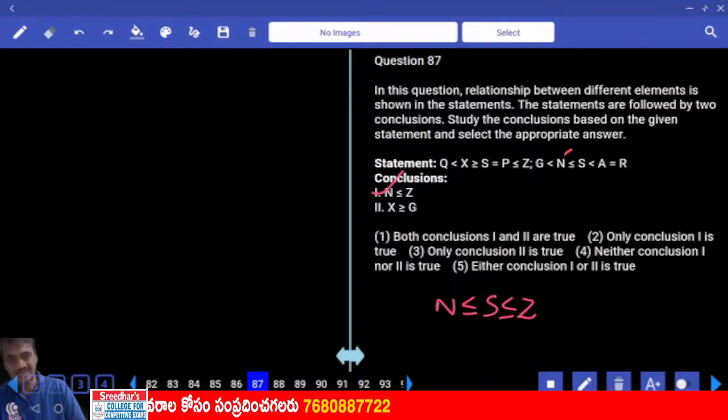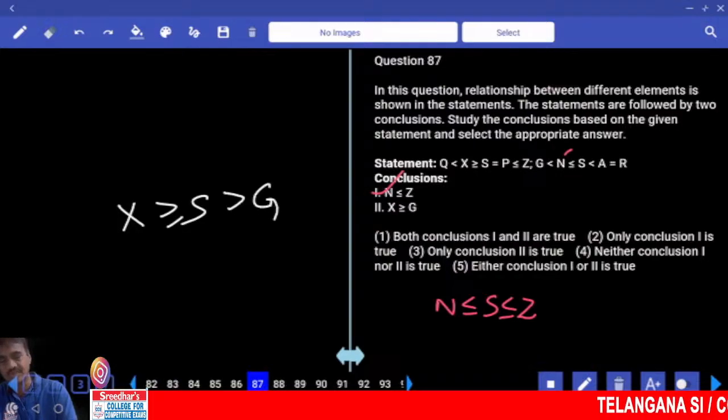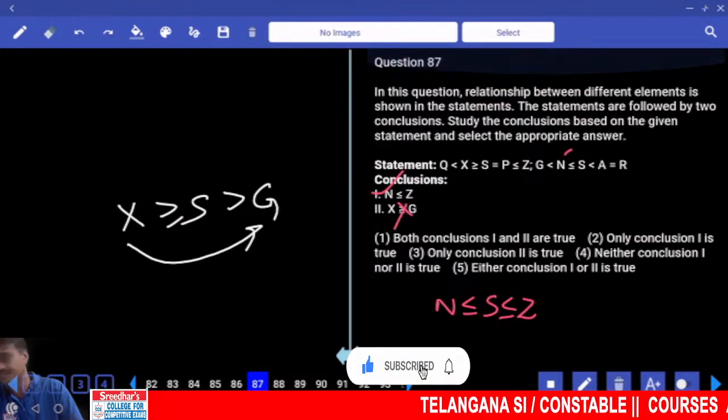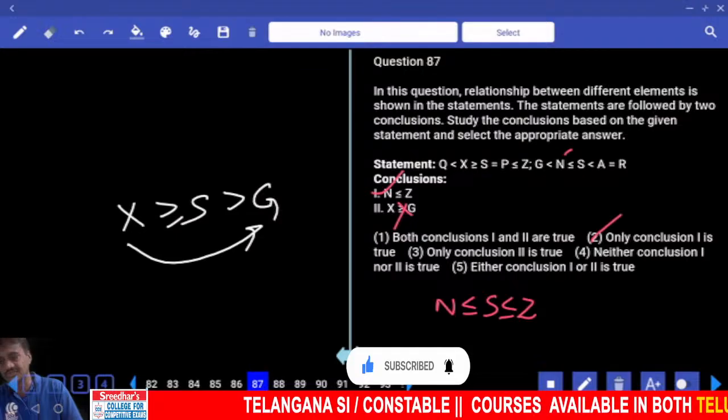The next one, X and G. Now X is here, G is here. Which element is common? X, S. X greater than or equals to S. G lesser than S means S greater than G. From X to G, X greater than G is 2, but not equal to. And so what is your answer? Only 1. Only 1 given in choice 2 is 87.